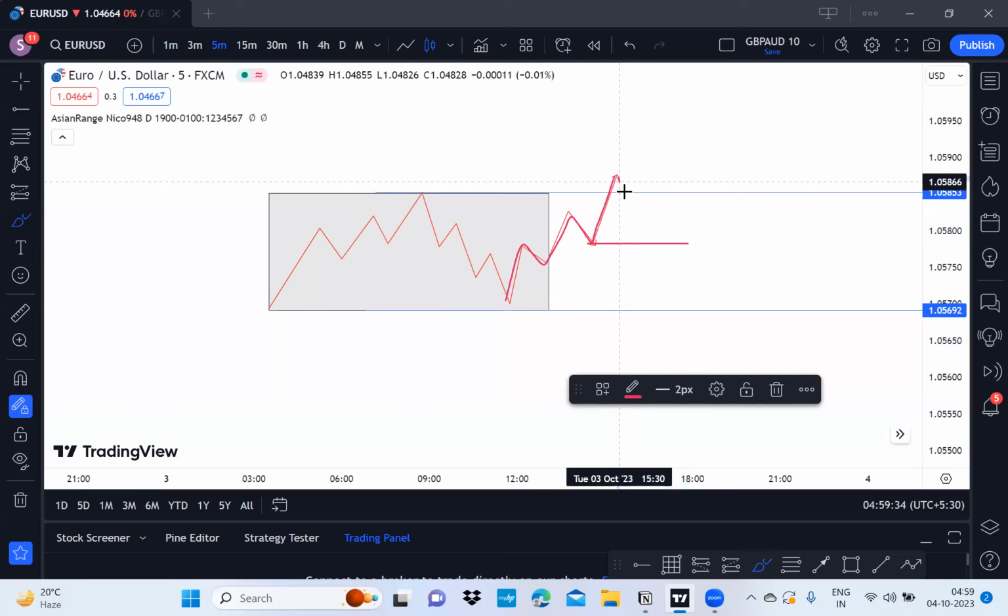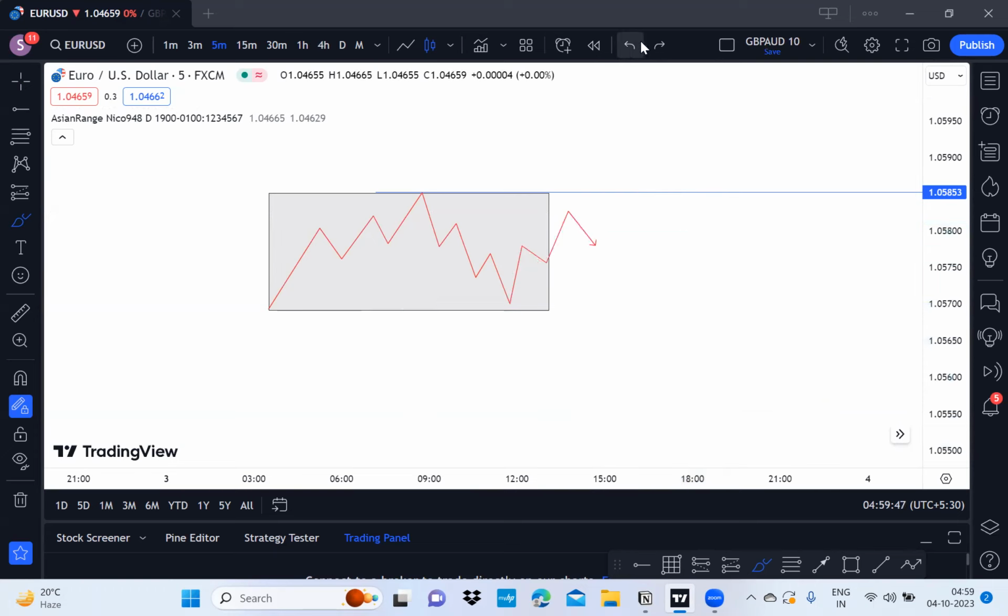If the market breaks this previous low, we can say the market's trend has changed, right? The market trend is changed. So now I can look for a selling opportunity here. So these are the confirmations which we need. So if we are looking for a selling opportunity, we need liquidity hunting of the Asian high.